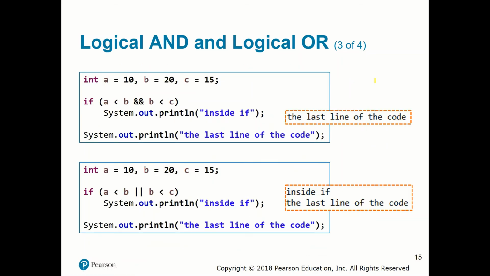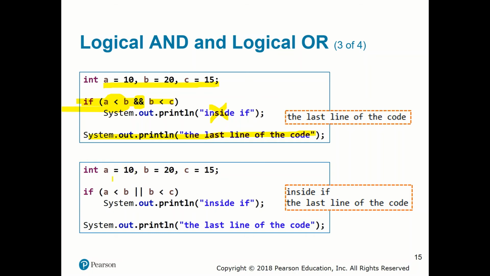Let's take a look at examples. A is 10, B is 20, C is 15. And if a statement is like this, here is a logical AND operator. Then the computer will evaluate both sides. So this is true, and this is false. So the AND operator concludes that this is false, because true and false becomes false. So the inside of the if cannot be printed out, and this line is always printed out.